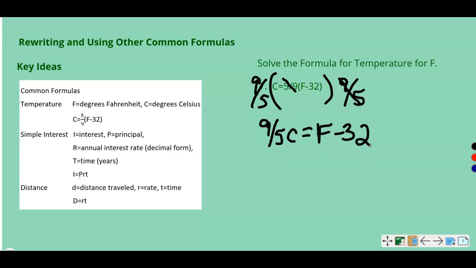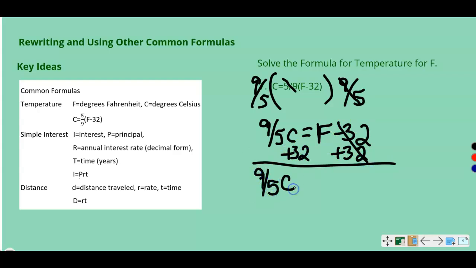We're solving for F, so we need to move the negative 32 to the other side. We can do that using the inverse operation. So we're going to add 32 to both sides. 5/9 has a variable attached to it, so we're going to have 5/9 C plus 32 equals F. All right, so we rearranged this formula to write it in terms of F or Fahrenheit.